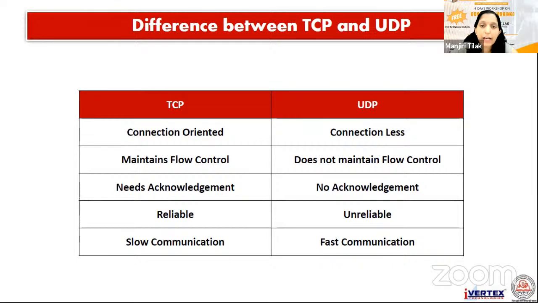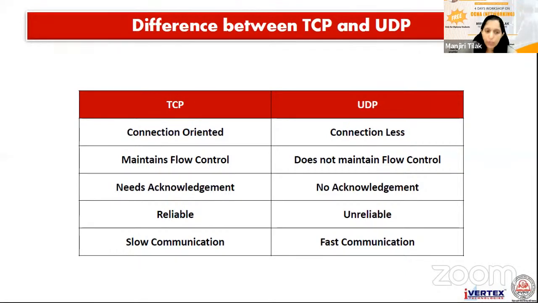TCP needs acknowledgements. So whenever TCP data is sent, the sender will wait for acknowledgement, and after receiving the acknowledgement, the next data segment will be sent. So that's why TCP is a reliable communication. It means the sender always knows whether whatever I have sent till now is received by the receiver or not. Why? Because of these acknowledgements. And that's why on the transport layer, TCP is known as a reliable protocol.